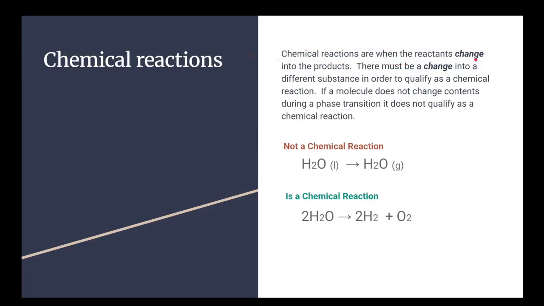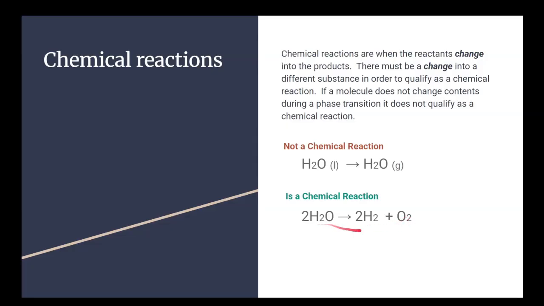Chemical reactions, this is our definition of chemical reactions. They're when the reactants change into the products. There must be a change into a different substance. So here we have a phase transition. This is a liquid water turning into water vapor. And this is not a chemical reaction because the products and the reactants are the exact same, just in a different state of matter. Here is a chemical reaction because even though we're starting with the same amount of atoms and molecules, we're ending with a different number of molecules.